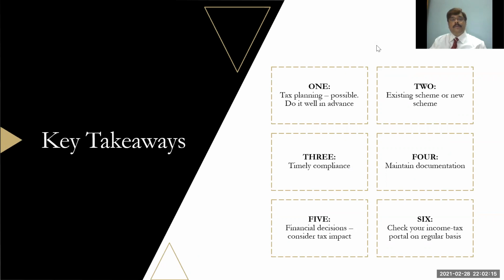So the first one is tax planning. Under the income tax, tax planning is permissible. Tax planning is an action by the taxpayer within the four corners of the law. And this tax planning has to be done well in advance, not at the end of the year or after completion of the year. Secondly, a taxpayer will have to see whether he has to file a return under the old scheme or the new scheme. Alternative calculations will have to be made as discussed previously.